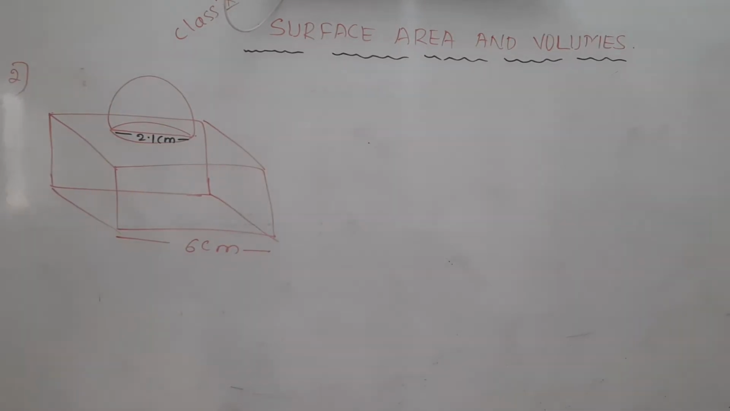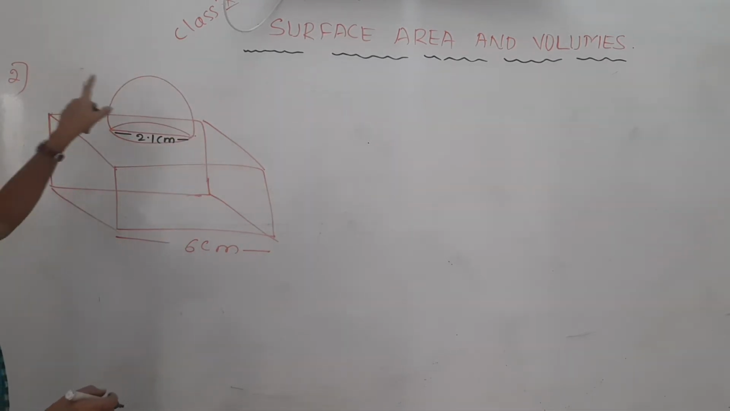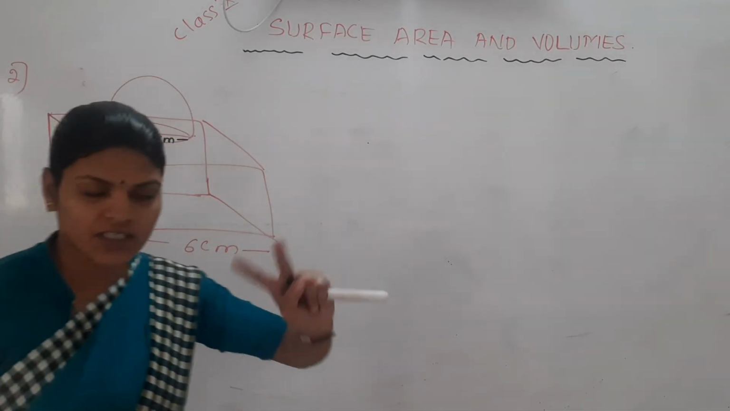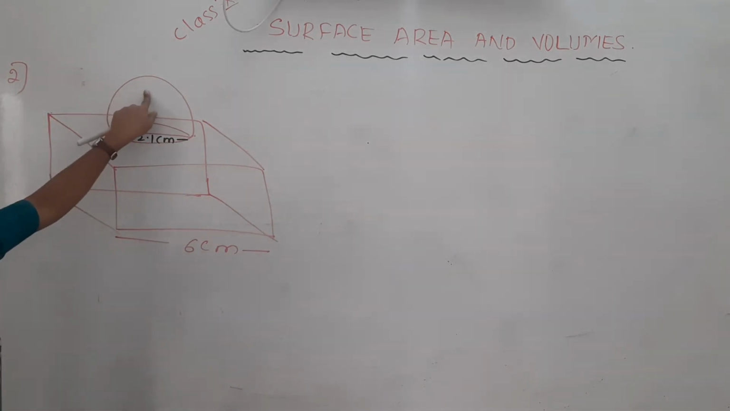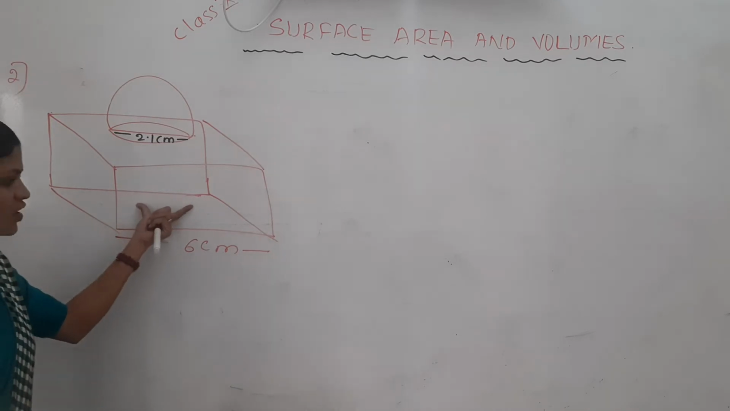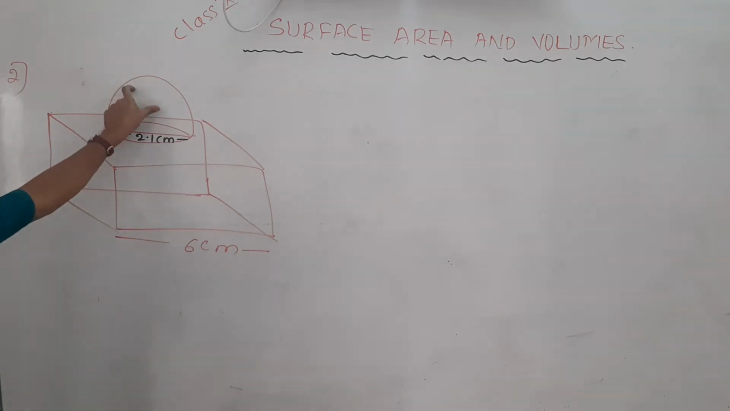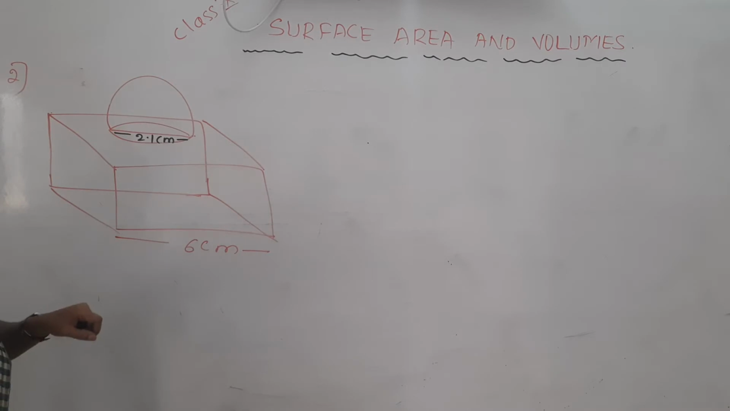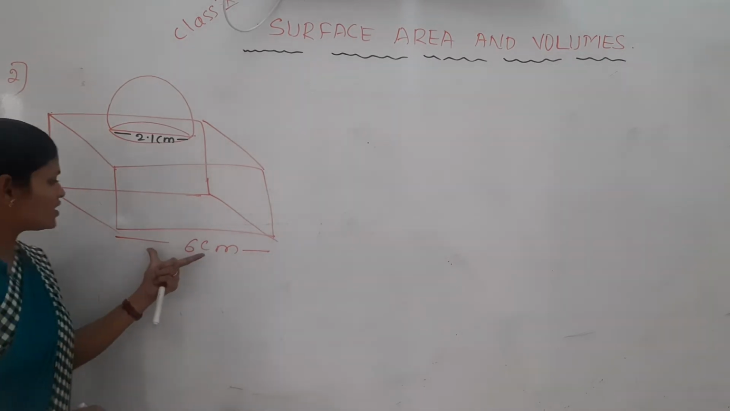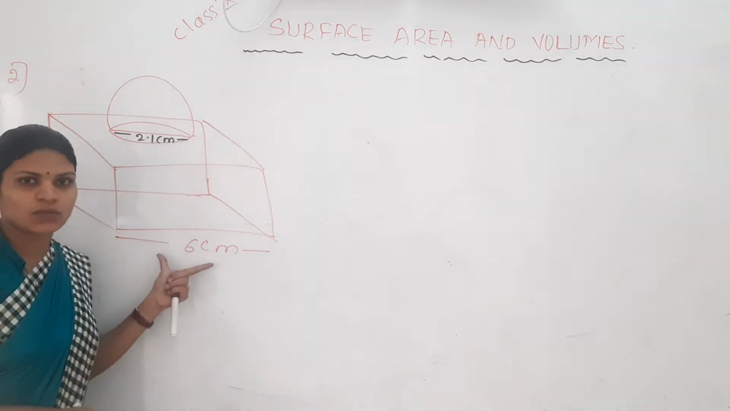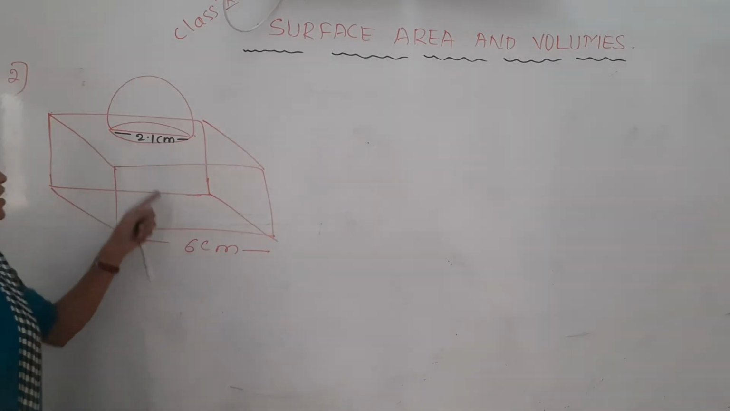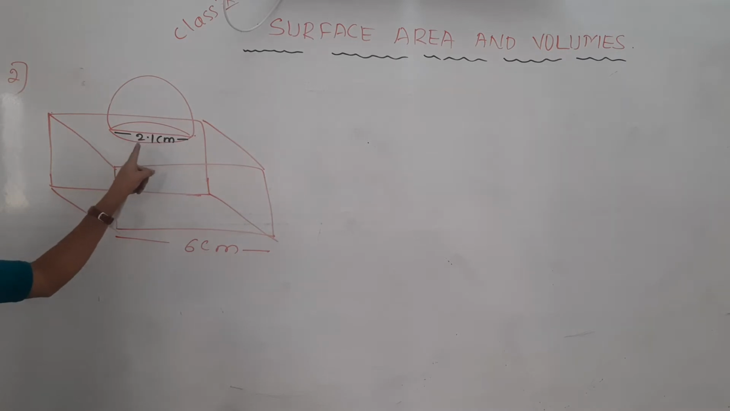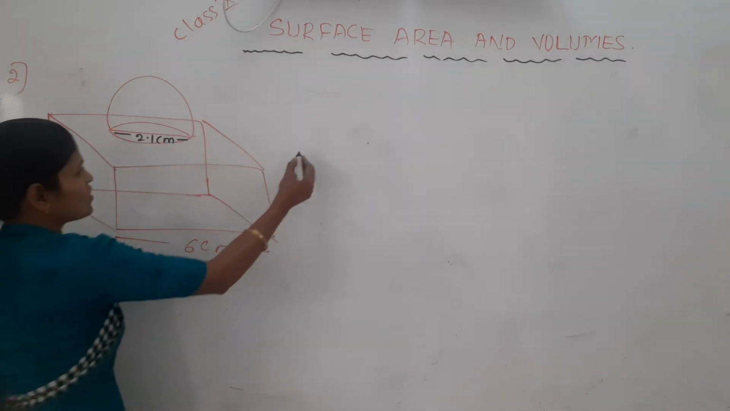Yes, take one more question here. This is a decorative block with two solid shapes: one is a cuboid and the other is a hemisphere. The cuboid is the base of the decorative block and the hemisphere is mounted on it. He has given the side of the cuboid as 6 centimeter, meaning the base of this block is 6 centimeter, and the diameter of this mounted hemisphere is given as what?